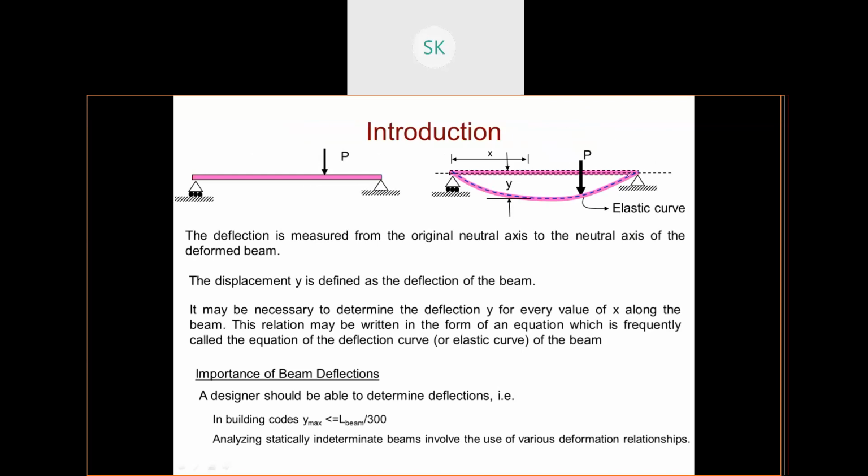So if I draw a tangent to this point, the angle made by this tangent from the original axis is the slope. It is the angle in radians measured between the tangent to the elastic curve and the original axis of the beam. This is the original axis. I have drawn a tangent to this beam, so this is your theta. It says at what angle the deflection curve is moving. Suppose I am drawing a tangent at this point, the angle between the original axis and this tangent will be your theta.